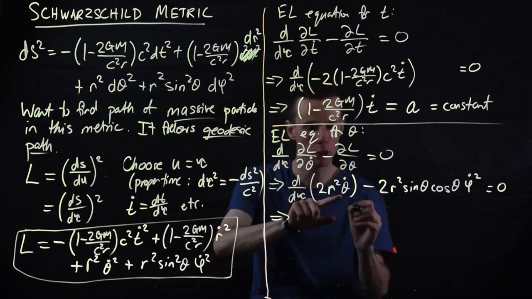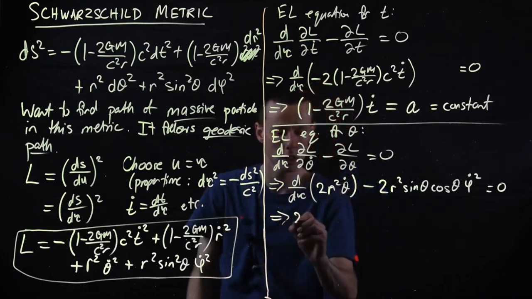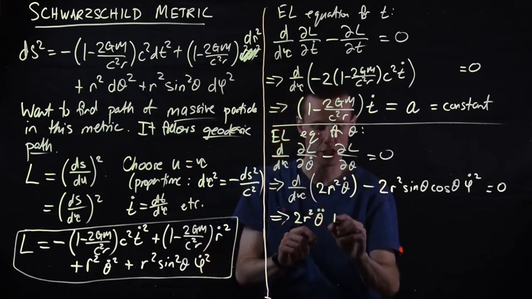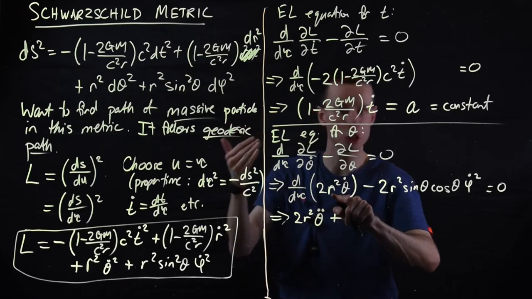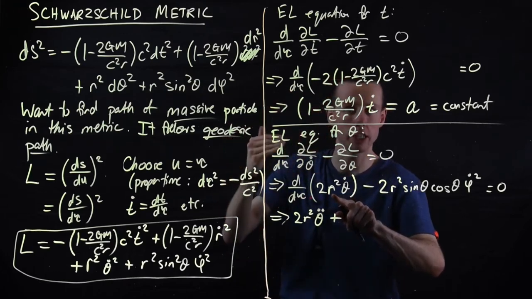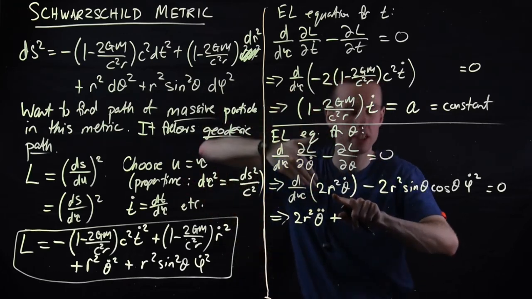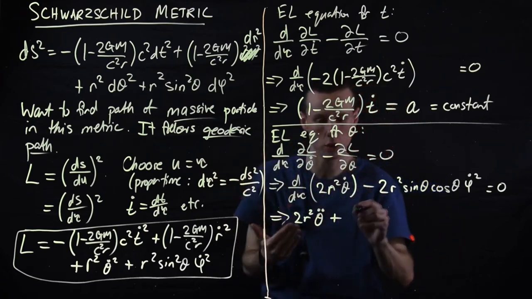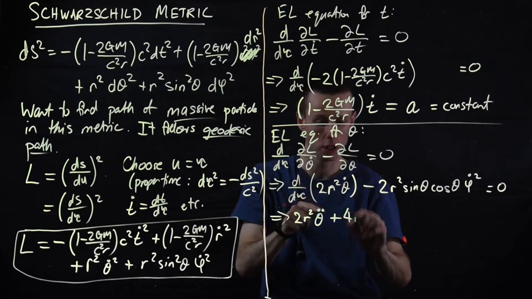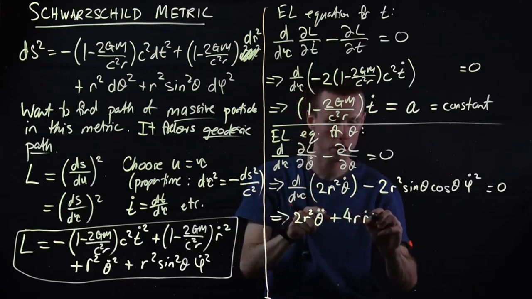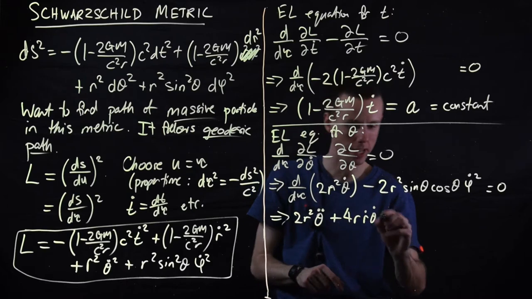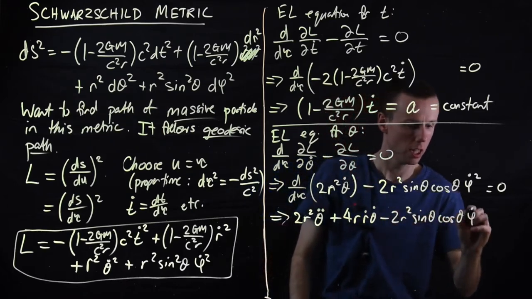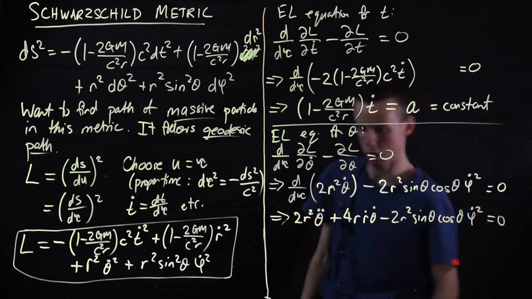So in the first term of product rule, let me just differentiate the theta dot and keep the r squared. So I'll have 2r squared theta double dot, and then in the second term, I'll differentiate the r squared with respect to tau. How can I do that? Chain rule. Differentiate it with respect to r first, and then multiply the answer by dr by d tau, which is just r dot. So that will be plus 4r dot theta dot, and then minus 2r squared sine theta cos theta phi dot squared equals 0.